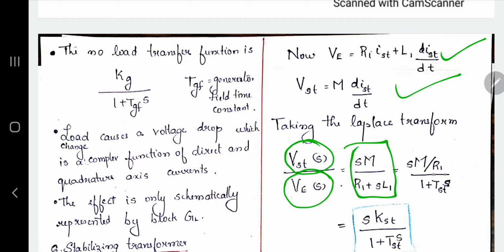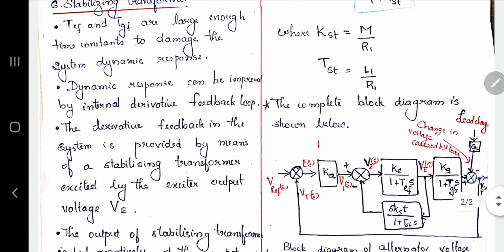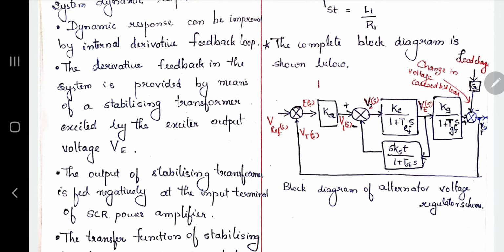Now from this, inside the denominator R1 can be taken outside, and the remaining terms will be 1 plus S L1 by R1. And that R1 which is taken from the denominator can be taken to the numerator and it becomes M divided by R1. Now the transfer function becomes S into KST divided by 1 plus TST into S, where KST is M divided by R1 and TST is L1 divided by R1. So that is the transfer function. Now the complete block diagram can be drawn.